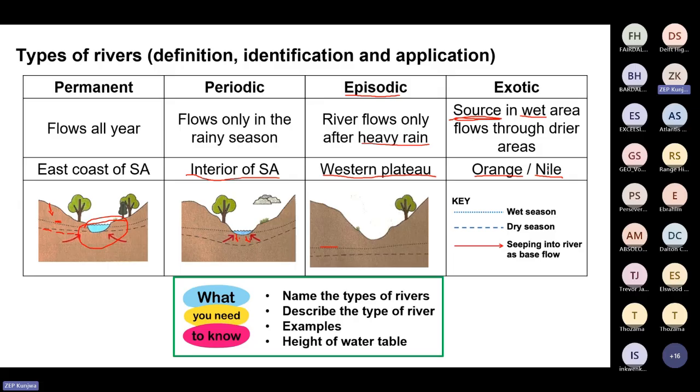But these are big rivers, by the way. They have a lot of water because they are coming from a wet area.